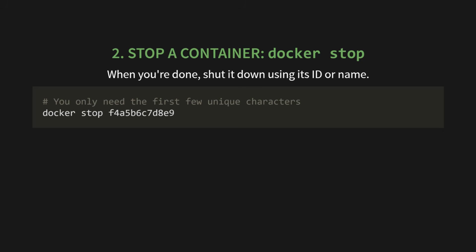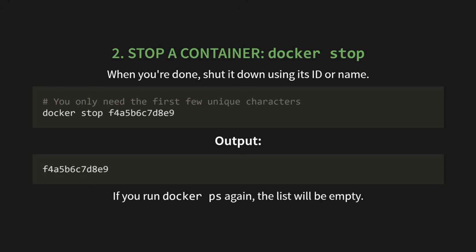Second, to stop a container, you use docker stop. When you're done, you can shut it down using its ID or its name. And a quick tip, you only need the first few unique characters of the ID. So you could just type docker stop F4A5B6, and it works. And if you run docker ps again, the list will be empty.